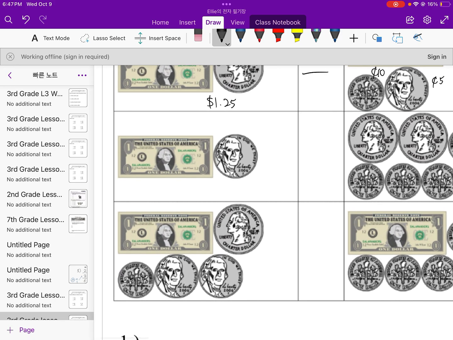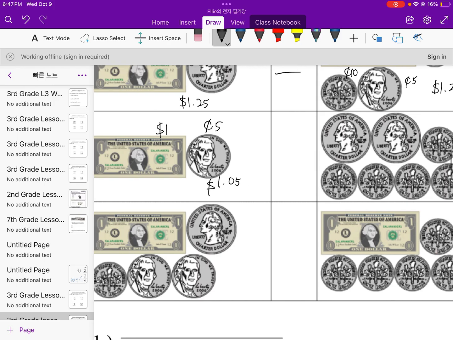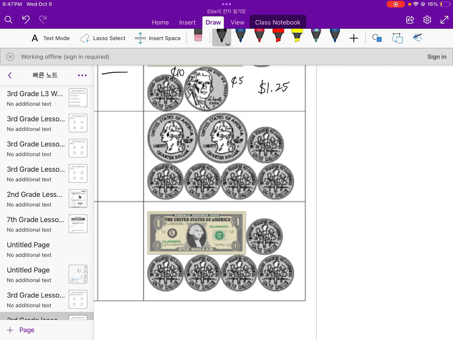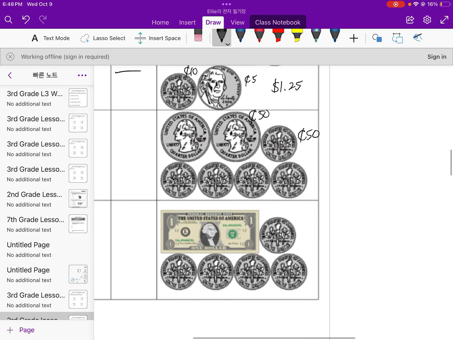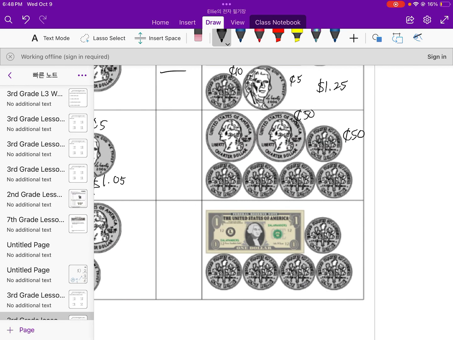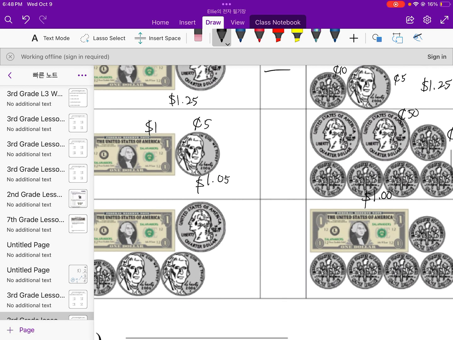And for the second one, it's $1 and a nickel again, so $1.05. And this is 2 quarters, so we'll put 50 cents. And there's 5 dimes, so that's also 50 cents in total. So we have $1 here, and this $1.05, so the left side is bigger.